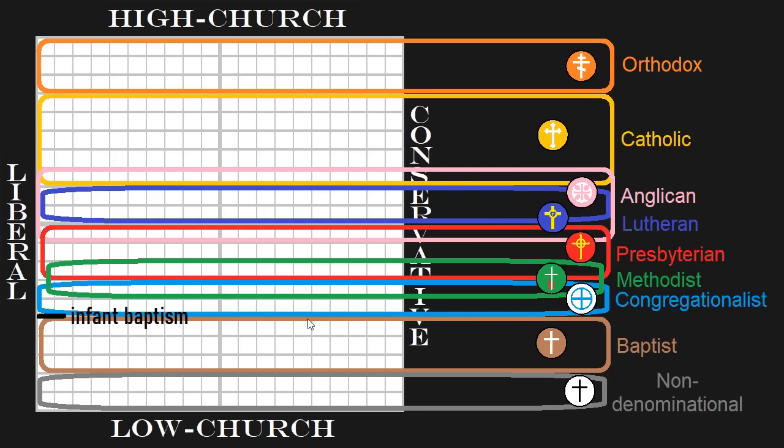So all the churches above this line practice infant baptism, whereas the churches below this line, Baptists and non-denominationals, well really non-denominationals are just Baptists but with a smoke machine, Baptists with a lowercase b, those churches below this line do not practice infant baptism because they think being a Christian is purely a personal individual choice, and that makes sense being more low church, it's more about a personal relationship.